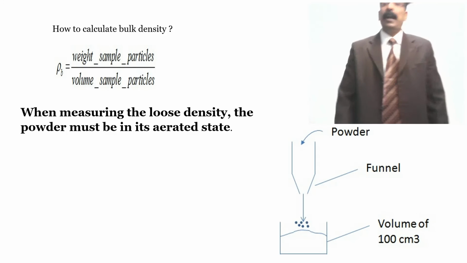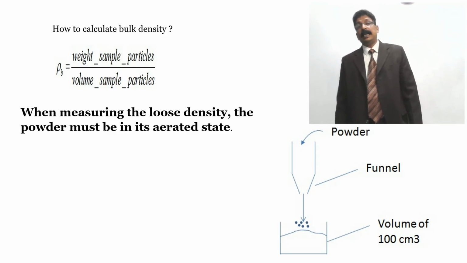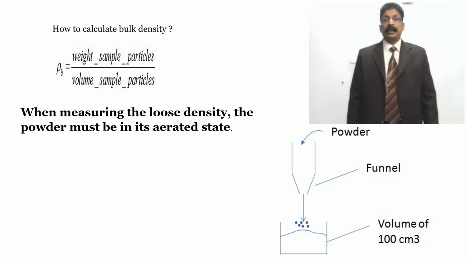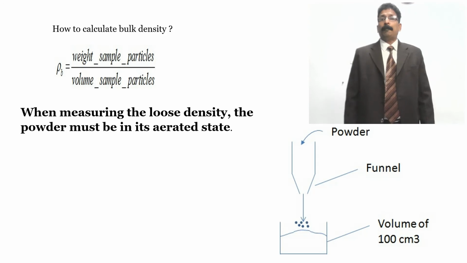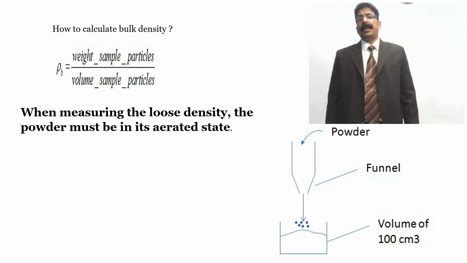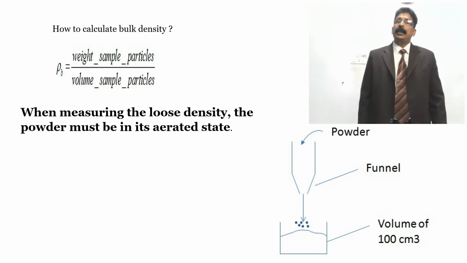That's why I have taken how to calculate the bulk density: rho is equal to the weight of the sample particle divided by the volume of the sample particle. It will be helpful for you, as we have done in the practical also. By means of a funnel, we can see the flow property and find out the volume in 100 cubic centimeters.